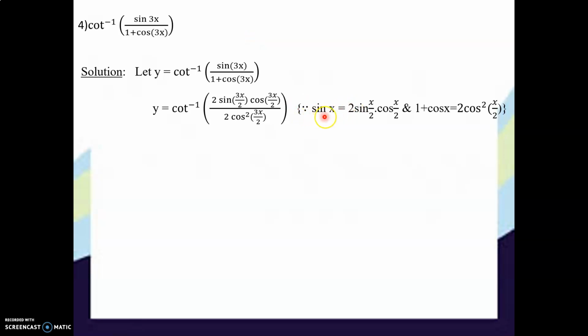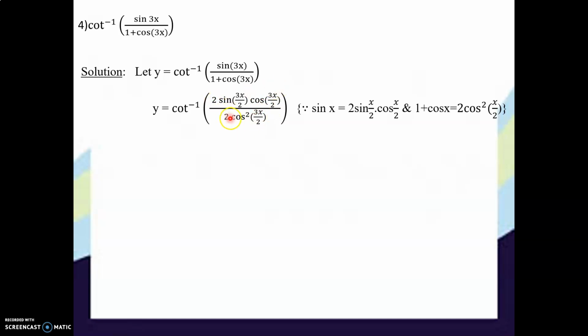And the half angle formula for that is sine x is equal to 2 sine x upon 2 into cos x upon 2. Similarly, 1 plus cos 2x is 2 cos square x. But here we are considering this as half angle formula. So 1 plus cos x is equal to 2 cos square x upon 2. So numerator and denominator we are converting using this formula. So numerator will become 2 sine 3x upon 2 into cos 3x upon 2, over 2 cos square 3x upon 2. One of the cos 3x upon 2 cancelled in denominator and numerator.